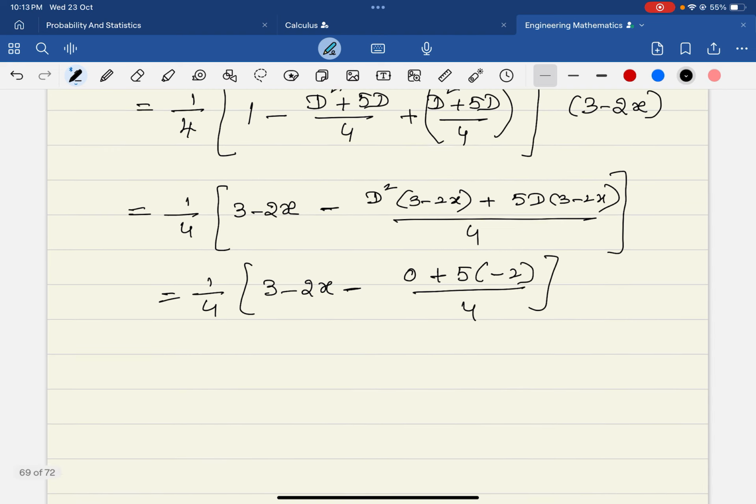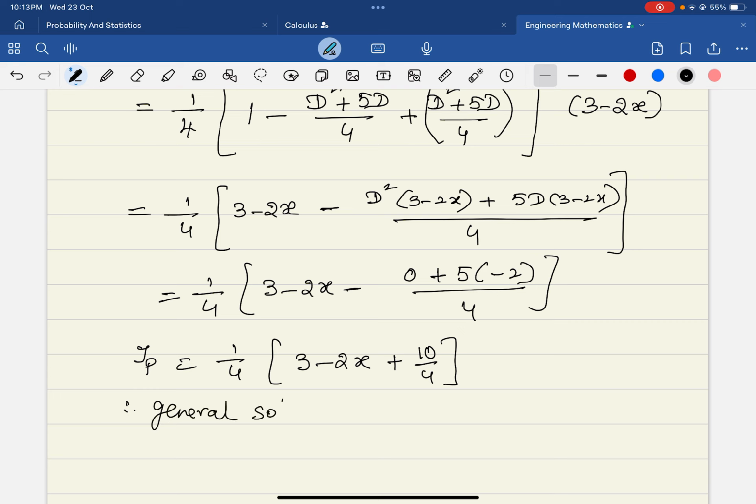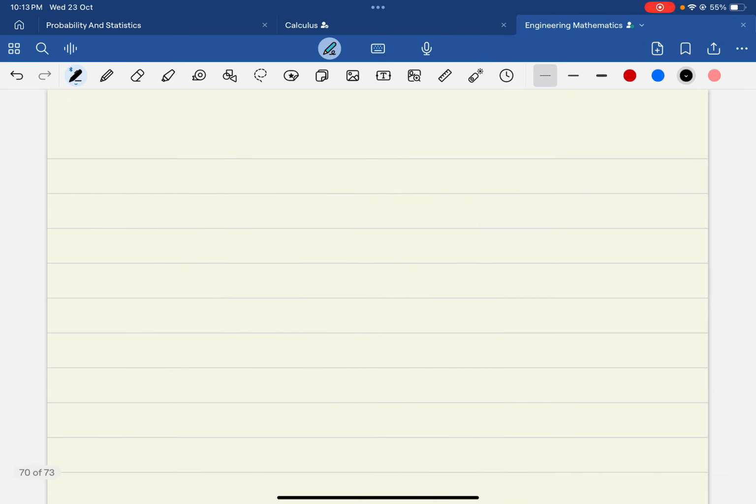So that gives you 1 over 4 times of 3 minus 2x, now minus of minus plus 10 over 4. So this gives you your expression 1 by 4 into 3 minus 2x plus 10 by 4 is your yp. Therefore, what is the general solution? You have to write the general solution as y is equal to whatever you got yc plus the yp, the complementary function plus the particular integral. I hope you could understand. Now I am going to do the next problem.